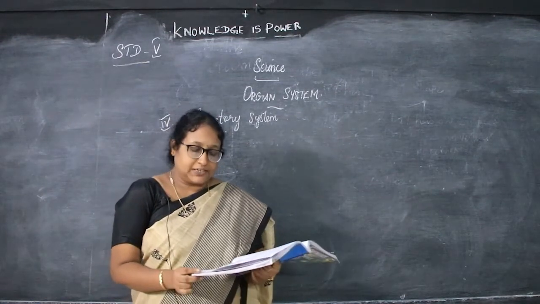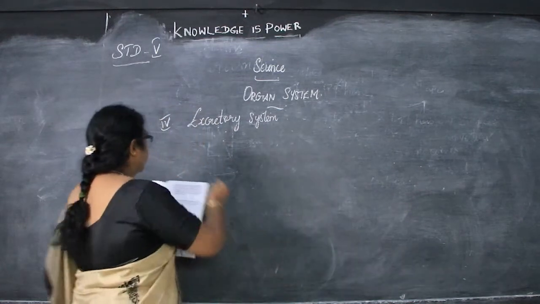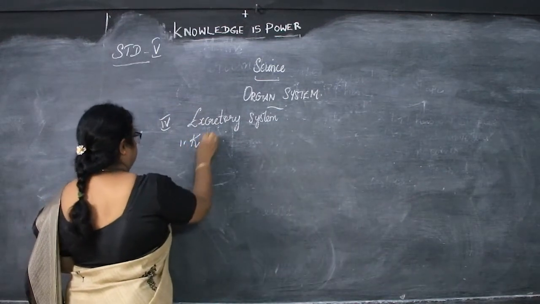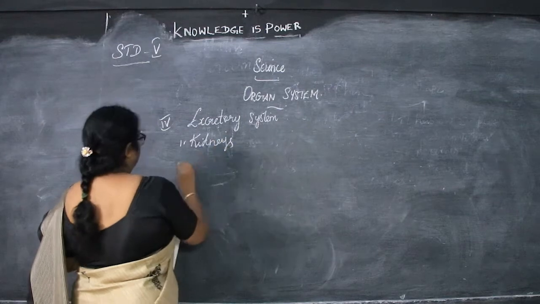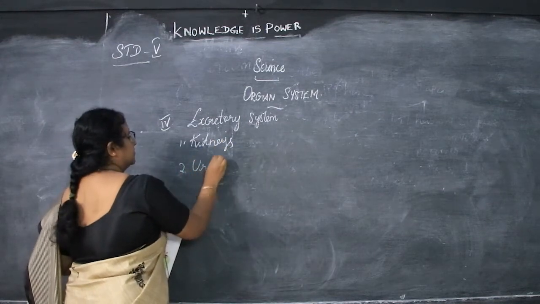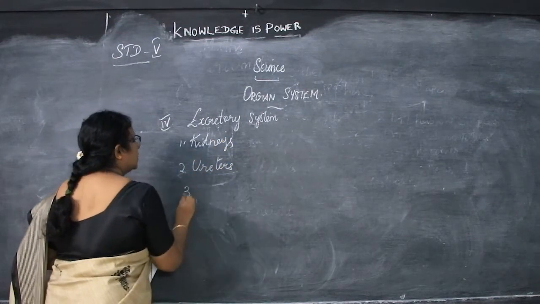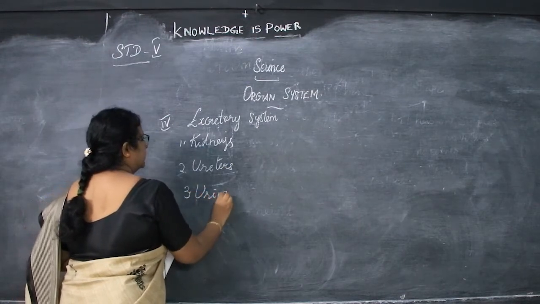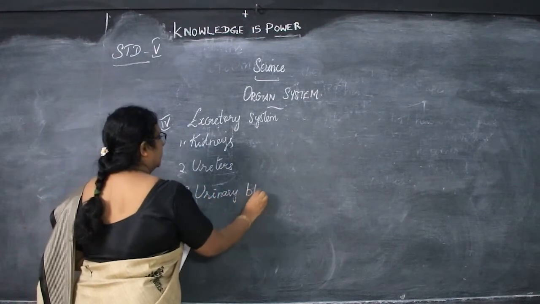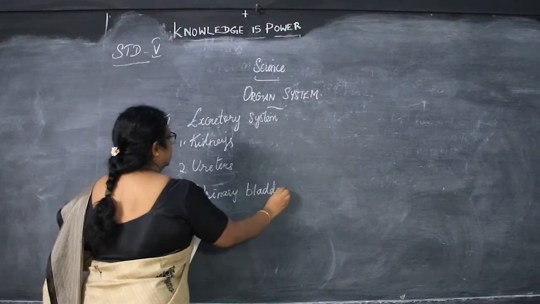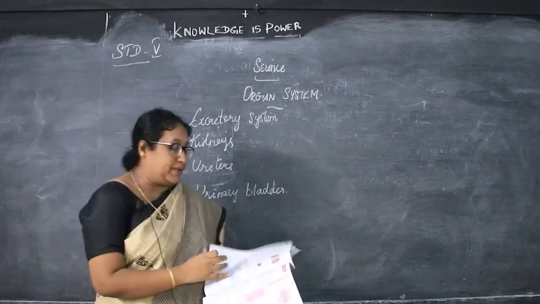What does the excretory system consist of? First is the kidneys, then ureters and urinary bladder. So, kidneys, ureters and urinary bladder.